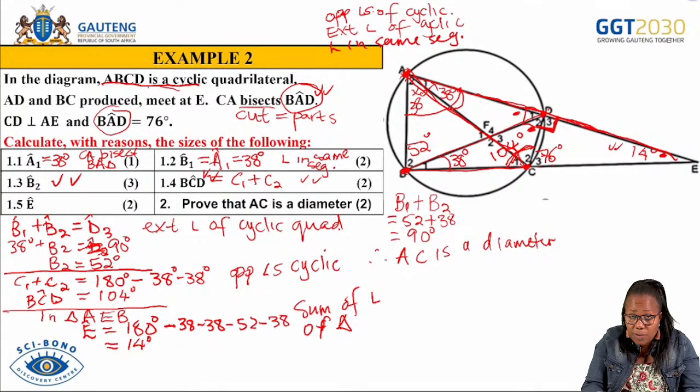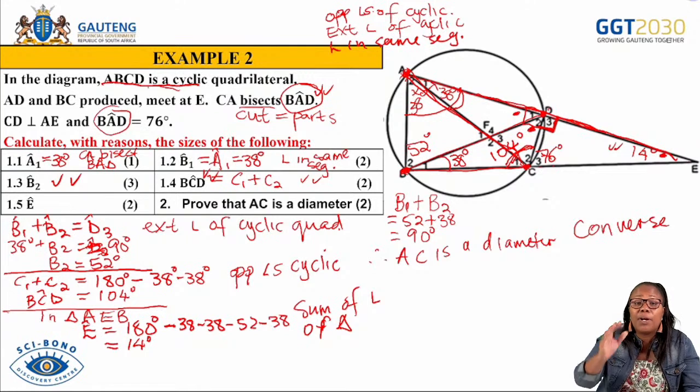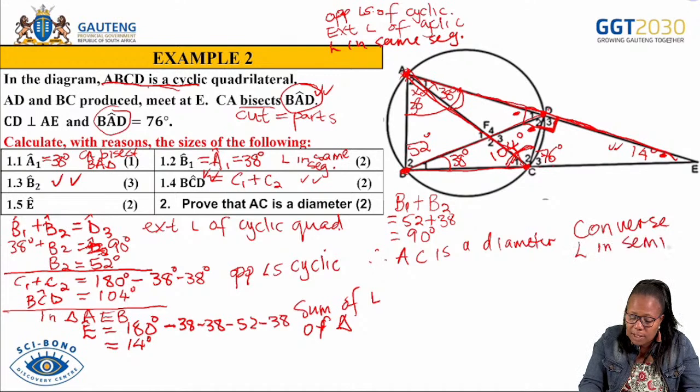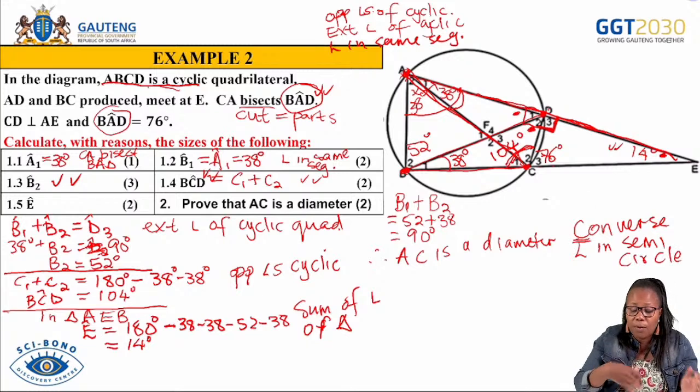Okay. Why are you saying it's a diameter? Is because we have used the converse. We are not using angle in the semicircle, but we are using the converse of that theorem, okay? Converse angle in semicircle. Converse, because we are conversing.